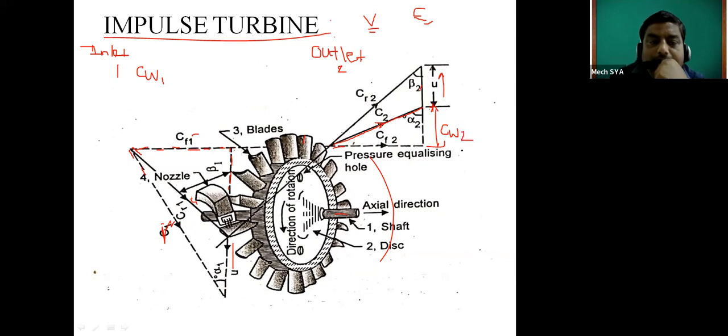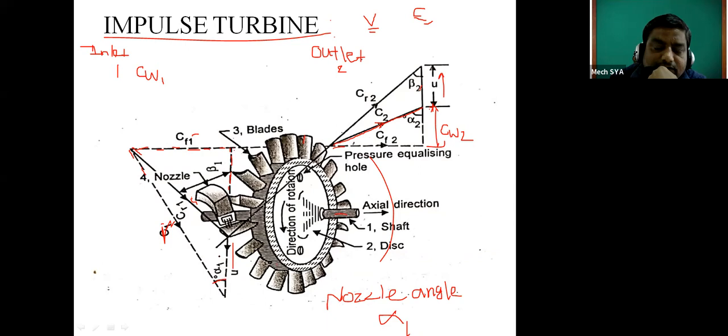Okay. Now here there are two angles. One is the nozzle angle, which is alpha. So nozzle angle is alpha. This alpha 1 means what? It is the nozzle angle at inlet.